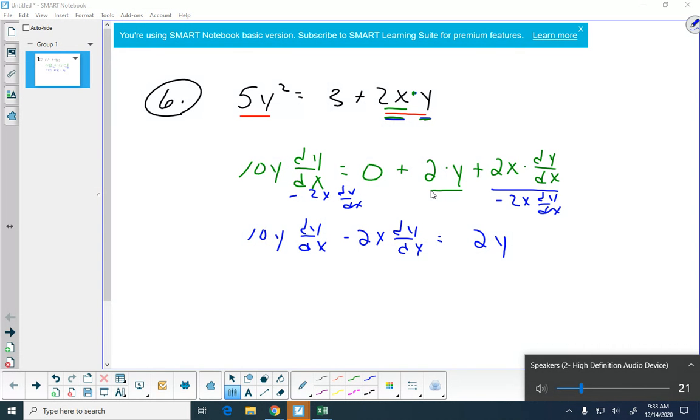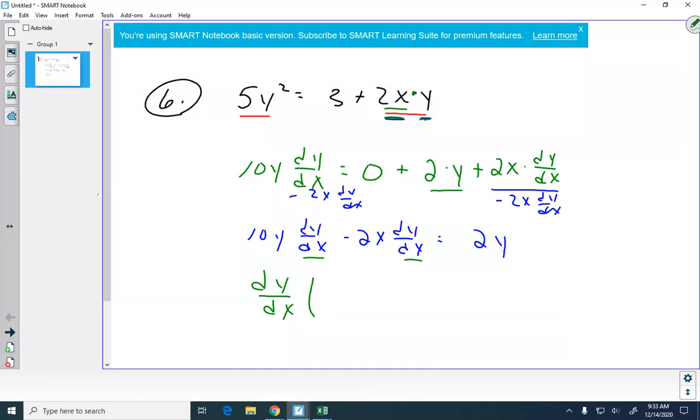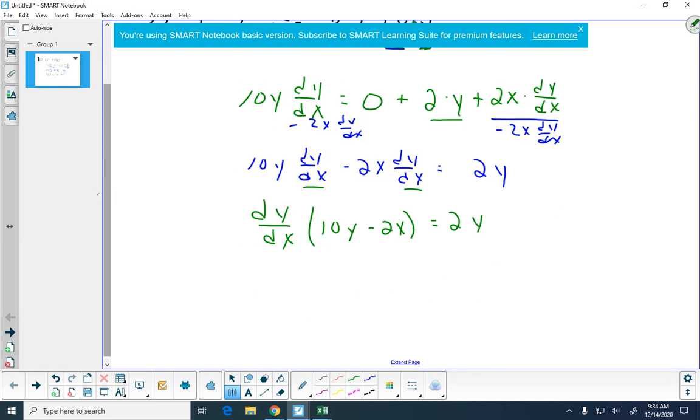So we want to combine on the same side of the equal sign the dy dx terms. Next step is to factor out that dy dx. So we can factor this out of both my terms, and I don't want to take anything else out with it, because I want to ultimately solve for the dy dx. So we have dy dx, 10y minus 2x is equal to 2y. Just taking the dy dx out of both of the terms.